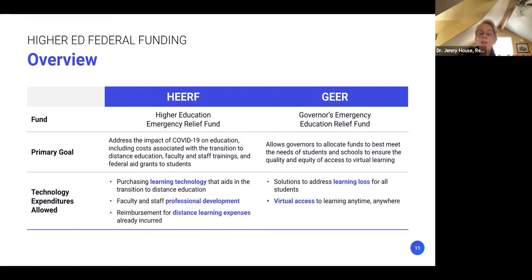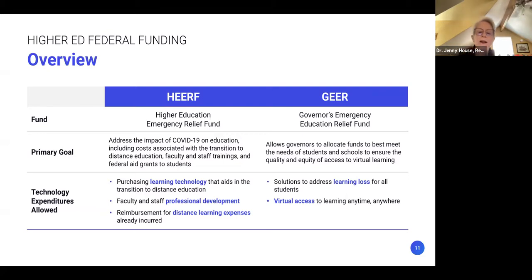And reimbursement for distance learning expenses already incurred. So it really is looking at the fact that a lot of you had to put the money in way sooner than the feds got the money to reimburse you. So that money could be used for that.